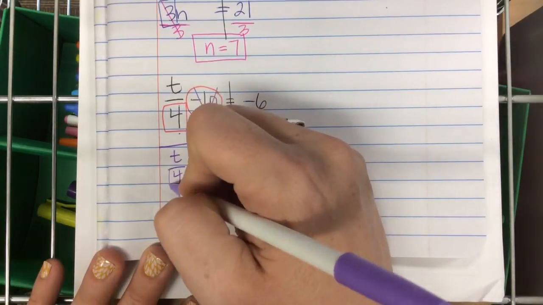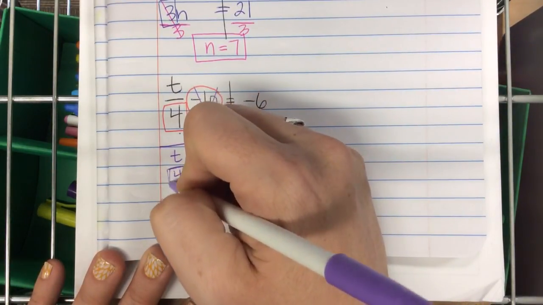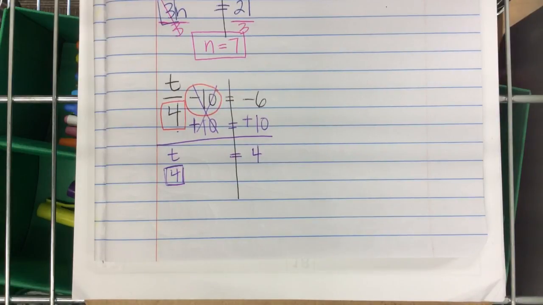But t's not by itself yet. That's a constant. No, that's a coefficient. So I have to get rid of that coefficient. How do you get rid of that 4? What's the inverse? What operation is being done to the t?